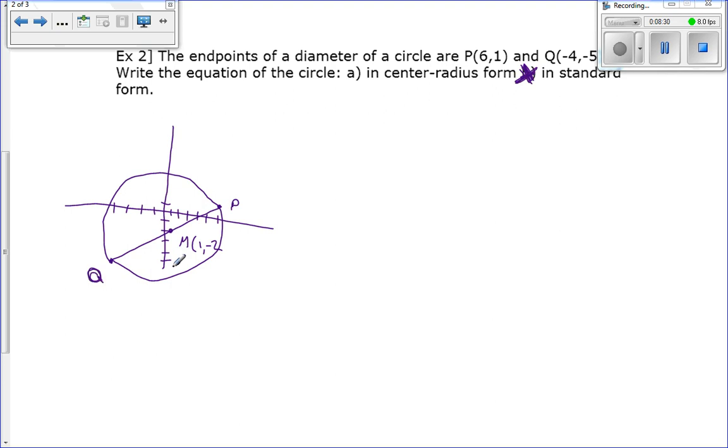Now, what I would do personally to find the radius of my circle is draw a right triangle. This distance is 1, 2, 3. And then this distance is 1, 2, 3, 4, 5.